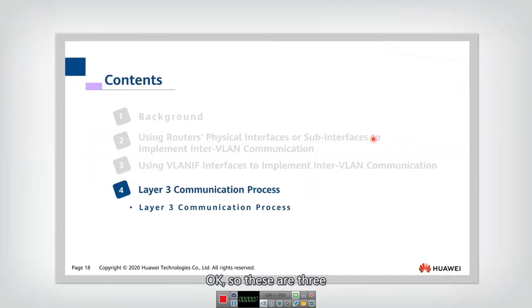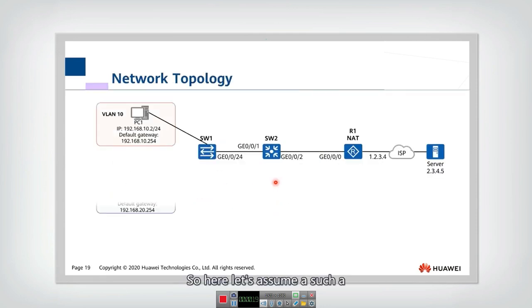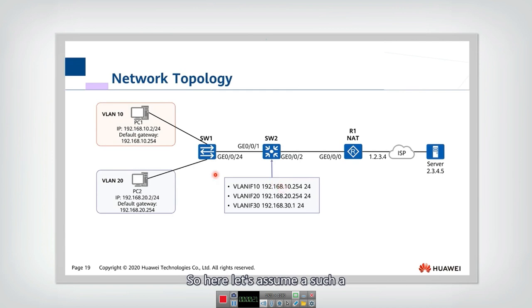Okay, so these are three different types of inter-VLAN communication implementation. Now let's talk about the layer three communication process. So here, let's assume such a network topology.